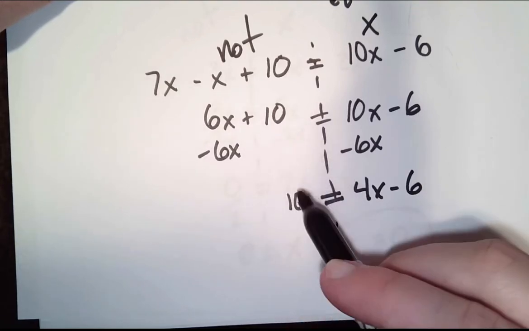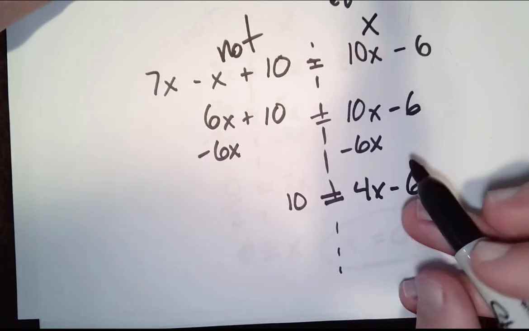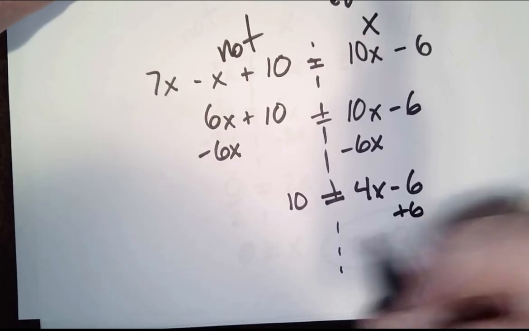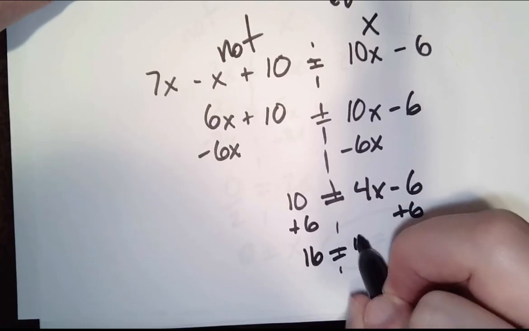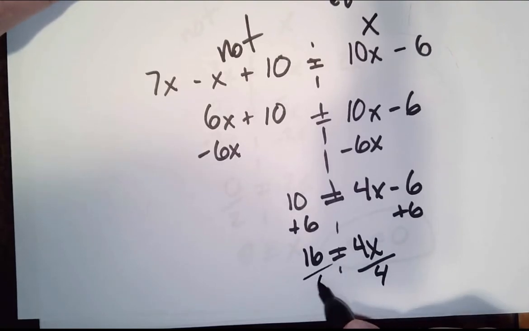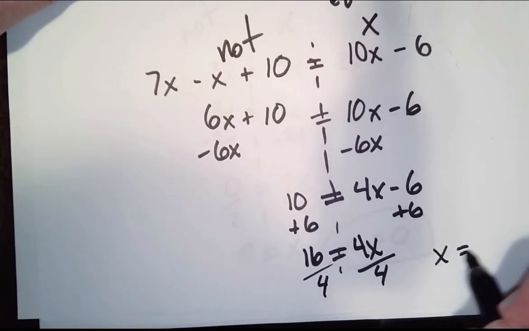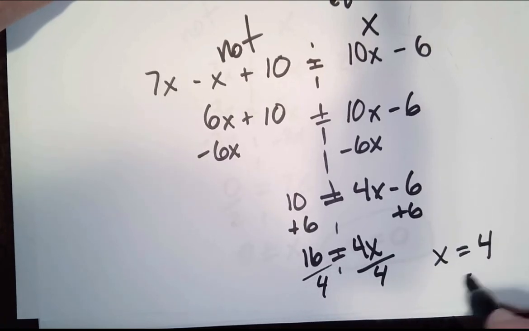Okay, so this side's good. This side is only x's, so I get rid of a minus 6. So the opposite of minus is plus 6. Plus 6, so I have 16 equals 4x. In my last step, divide by 4. I'm left with x equals 16 divided by 4 is 4.